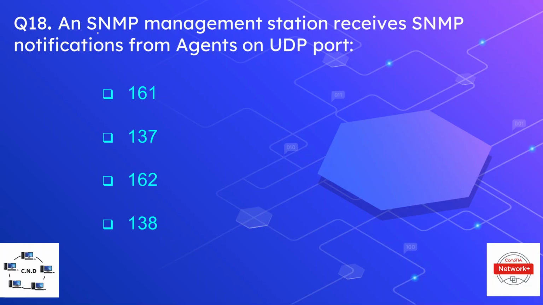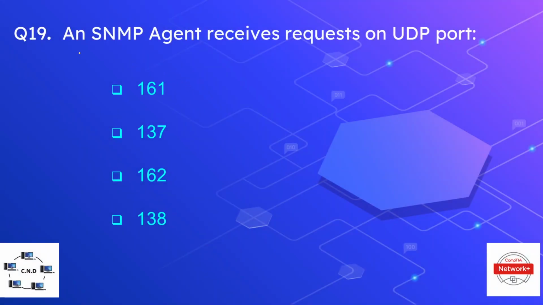Question number 18 is that an SNMP management station receives SNMP notifications from agents on UDP port, and the options are 161, 137, 162 and 138, and the correct option is 162. Question number 19 is that an SNMP agent receives requests on UDP port, and the correct option is 161.